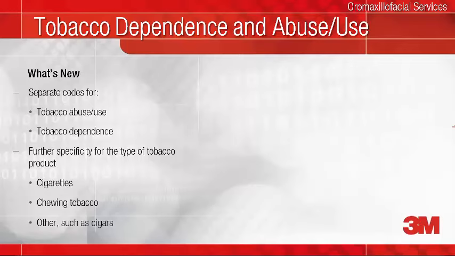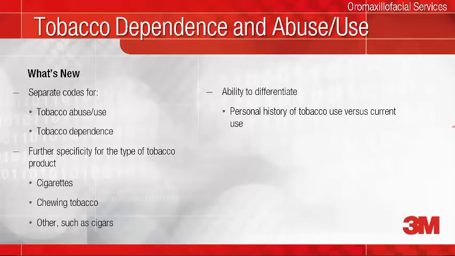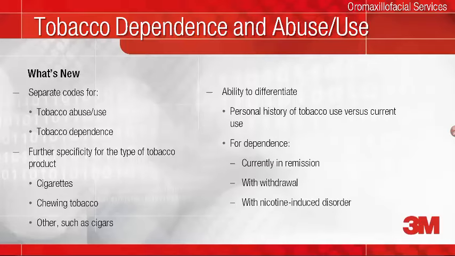Your documentation should differentiate between current abuse or dependence versus a person who no longer uses tobacco. Starting in 2002, the number of former smokers has exceeded the number of current smokers. For tobacco dependence, ICD-10 provides the ability to report remission and withdrawal. Examples of nicotine withdrawal symptoms include irritability, anxiety, difficulty concentrating, and increased appetite.